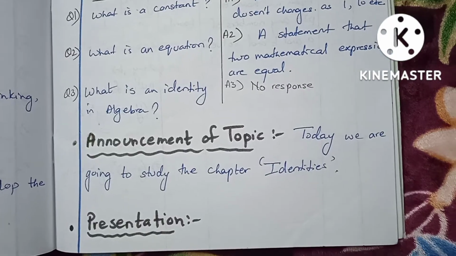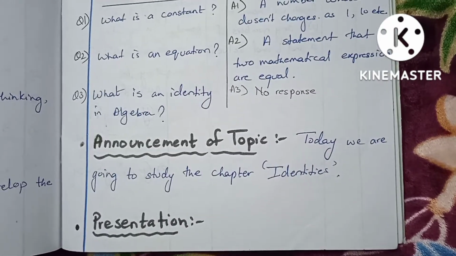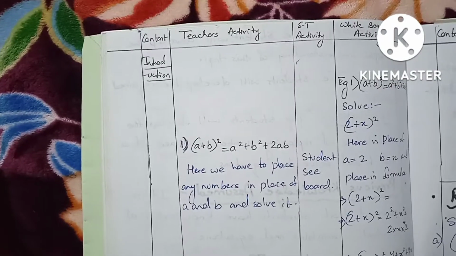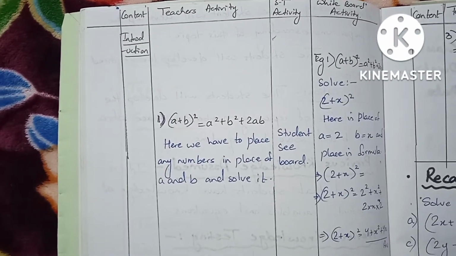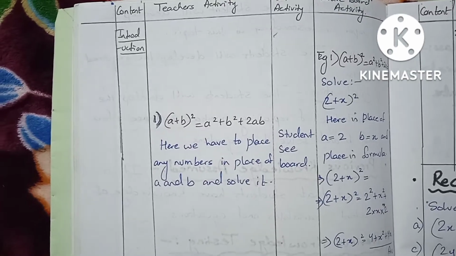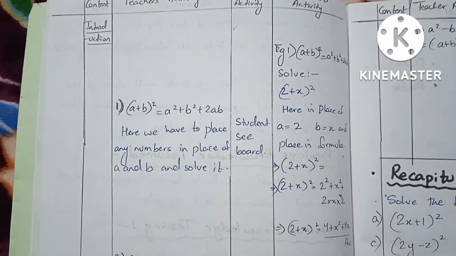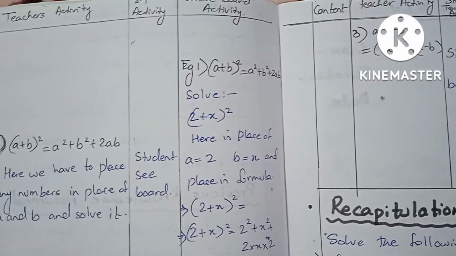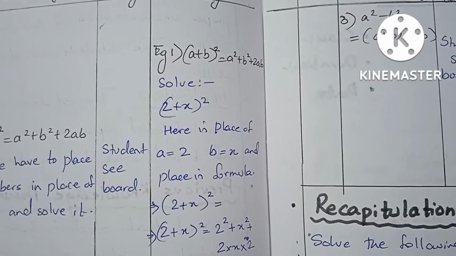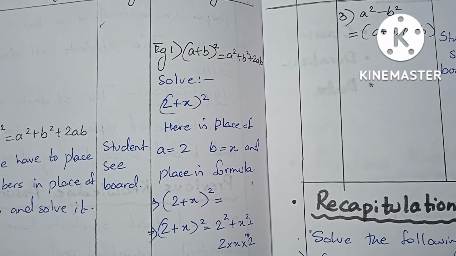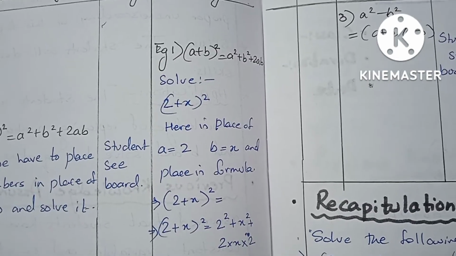Today we are going to study the chapter identities. The presentation is as following. Teacher introduces them the formula (a + b)² = a² + b² + 2ab, and students see the board. So the teacher explains this with the example.